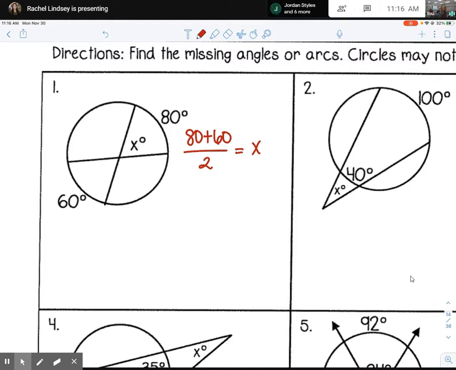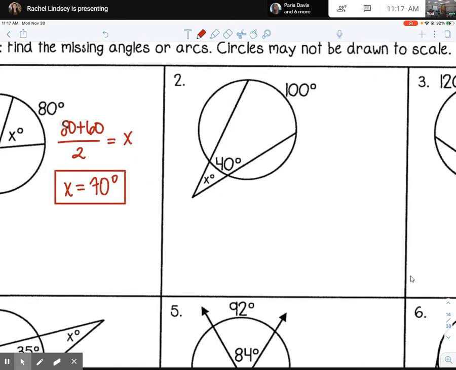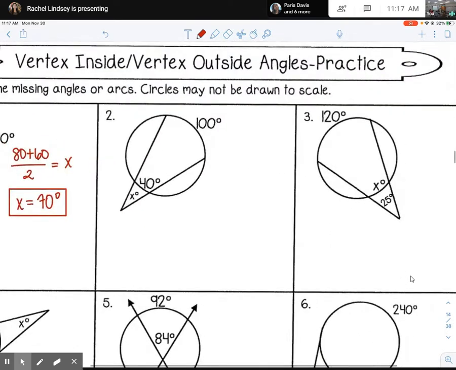Okay. 80 plus 60 divided by 2, 140 divided by 2 gives you what? 70. So number one, X equals 70. And that one is 100.